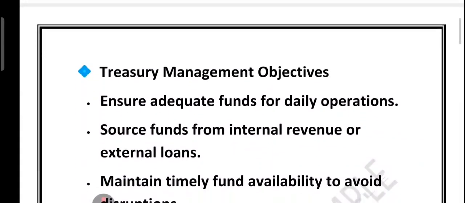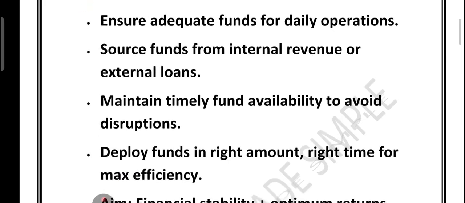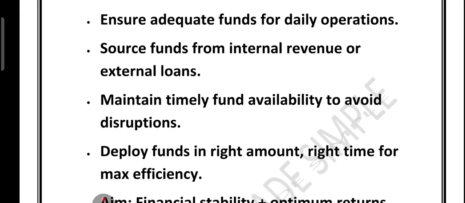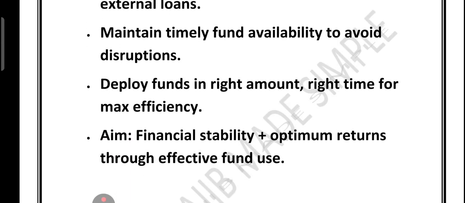Now friends, let's talk about the main objective of treasury management. To make sure that there are adequate funds for daily operation. To arrange money either from internal sources like revenue or external sources like loans. To ensure timely availability of funds so that business never stops. To deploy funds in the right amount at the right time for maximum efficiency. And finally, to maintain financial stability and achieve optimal return by using the funds wisely.